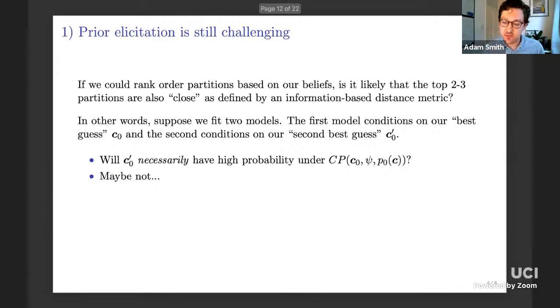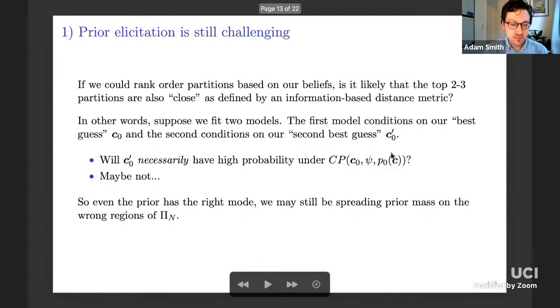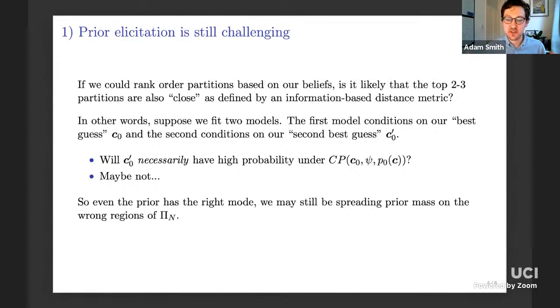But I think just by virtue of the way that we think about grouping things, and the discreteness and complexity of that space, when we start to move around small neighborhoods of that center partition, we actually could be thinking about somewhat insensible guesses for what that partition is. And so even if we get the center right, maybe we're actually still spreading prior mass around the wrong global regions of this complicated partition space.